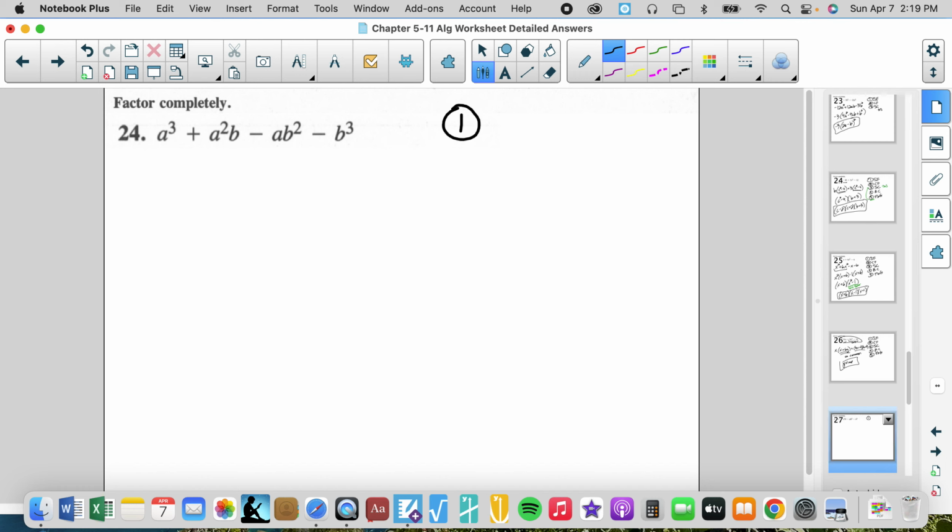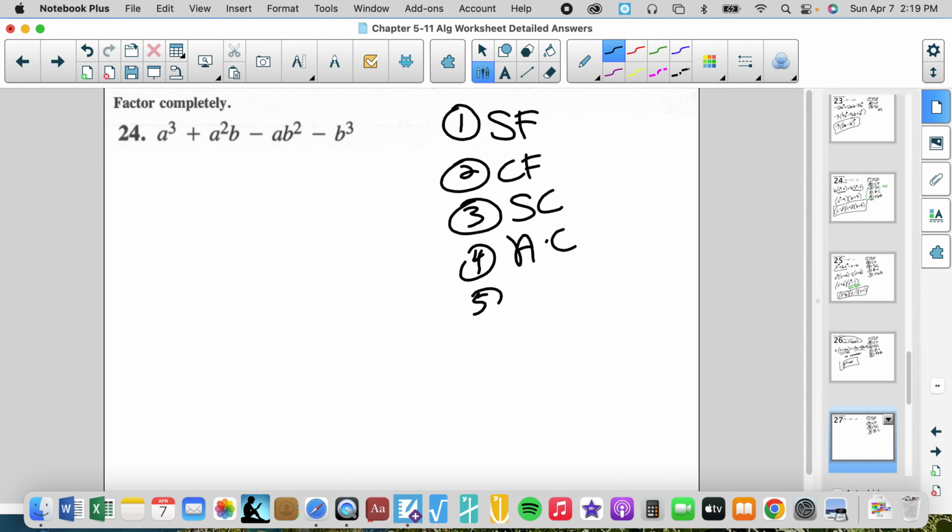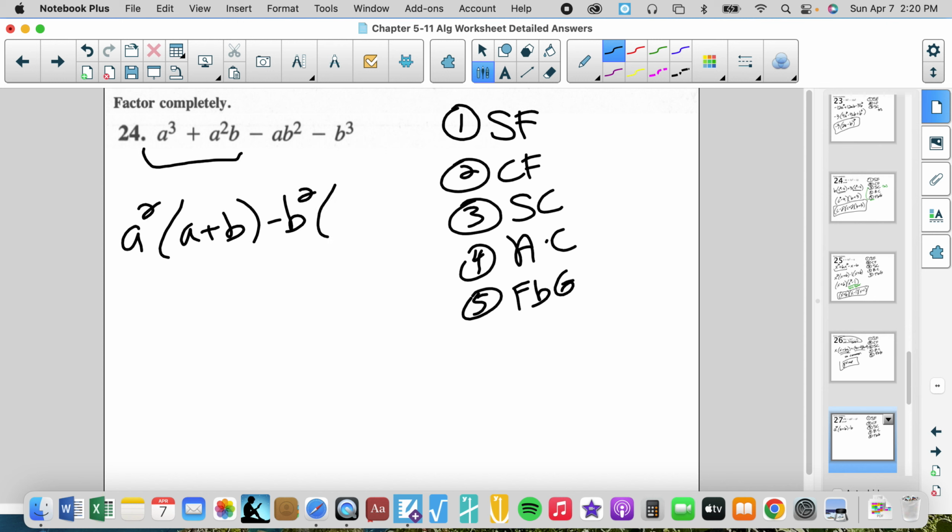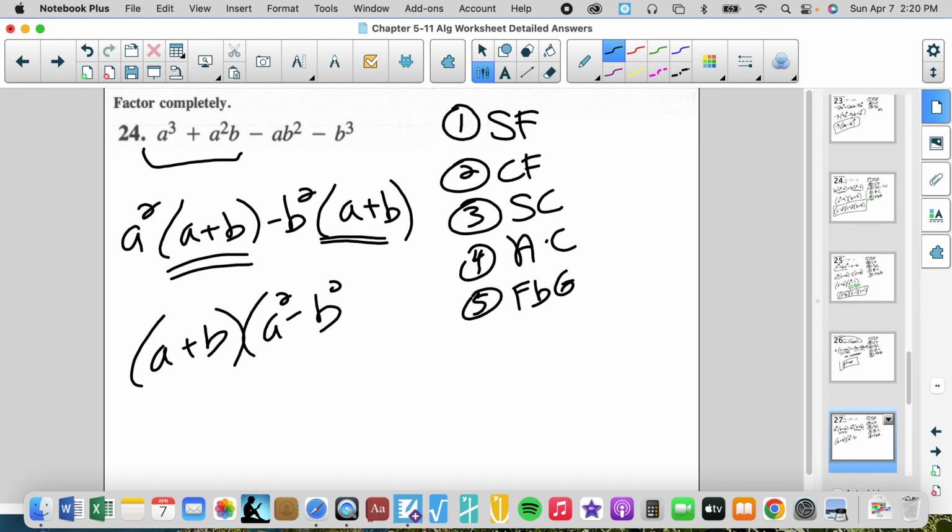So standard form, yes. Common factor, no. Special case, no. A times C, no. And factor by grouping. Let's try factor by grouping because it has 4 terms. We'll take out an a squared. You get a plus b. Let's factor out a negative b squared, and you get a plus b. Now this worked. So that's a plus b times the quantity a squared minus b squared.